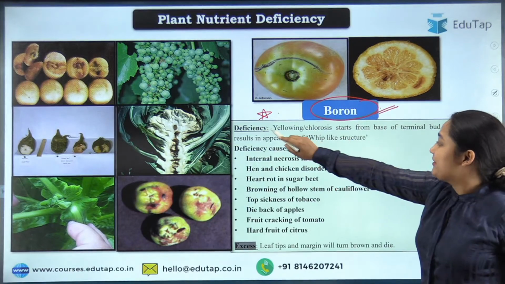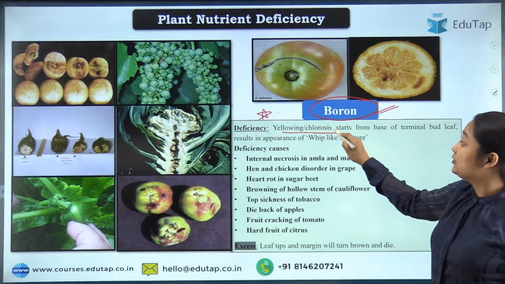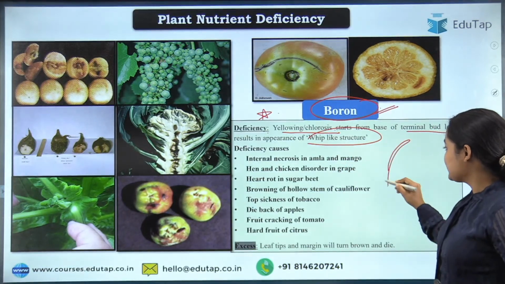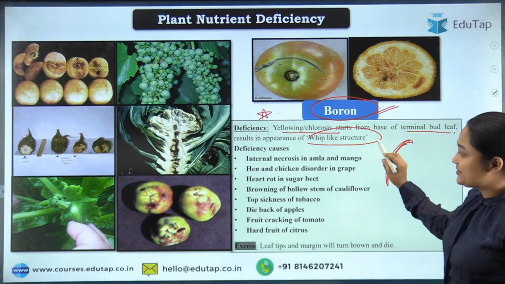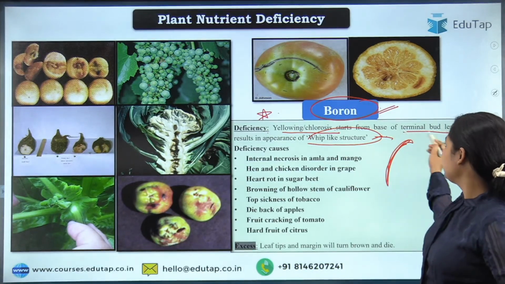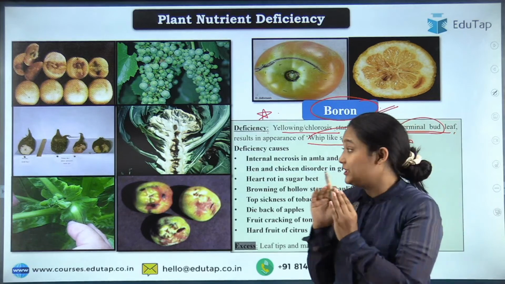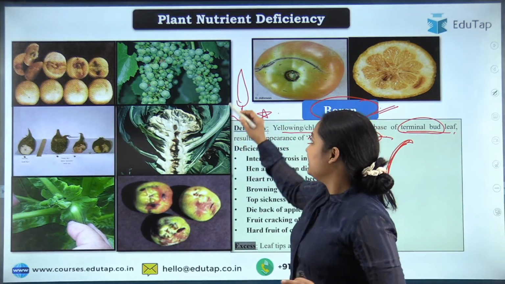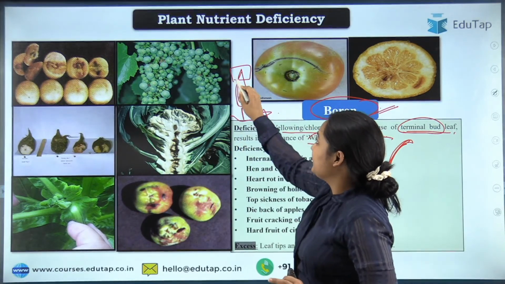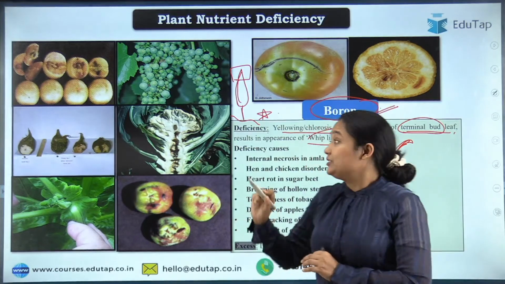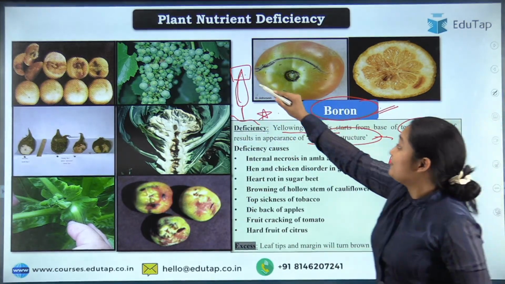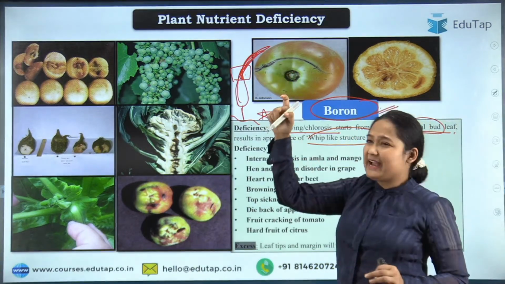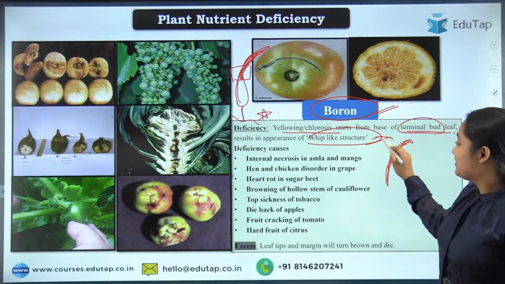So when we are talking about deficiency of boron, what can happen? Yellowing and chlorosis will happen at the terminal bud, and a whip-like structure will be formed. Of course due to this, what will happen to the terminal bud? If anybody doesn't know, see, this is your bud. Suppose a kali, that is your bud, and terminal means this end of the bud. So this will die, chlorosis will happen, and first of all it will become whip-like. It will get long and dry, like a rope, and form a whip-like structure. So this is now out of the way.